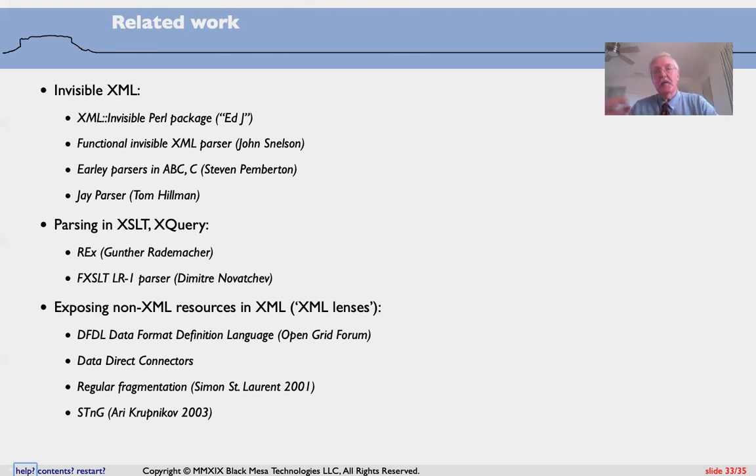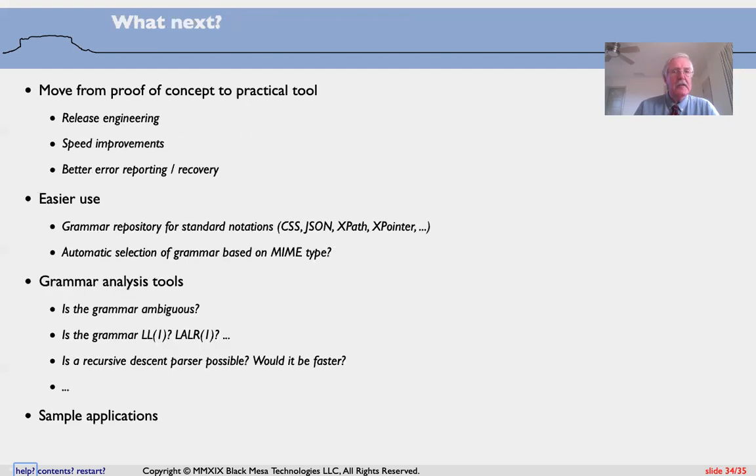There's other work, of course, related to parsing in XSLT and XQuery, the Rex tools by Gunther Rademacher and Dmitry Novatchev's FXSL LR1 parser. There's also some prior art connected to the exposure of non-XML resources in XML forms, that is, as if they were in XML, what some people have called XML lenses. Some of those have been commercial products, and some of them have been just ideas, like Simon St. Laurent's.